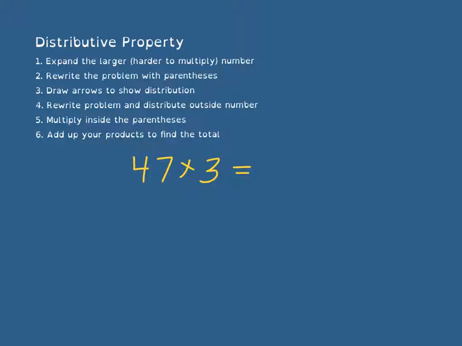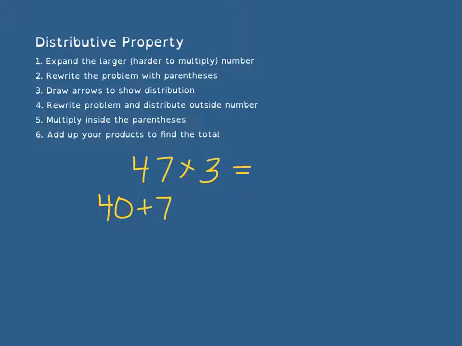So first I'm going to expand the larger number or the harder to multiply number depending on the problem. In this problem, we may not know immediately how to multiply 47 times 3. So what we're going to do is we are going to expand the 47 into 40 plus 7.